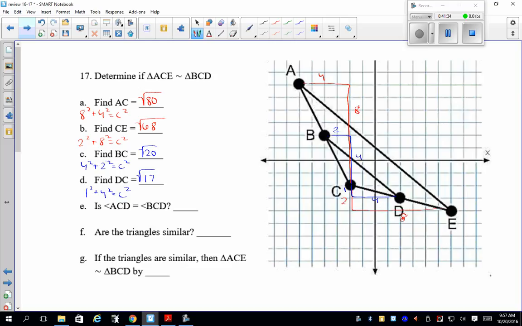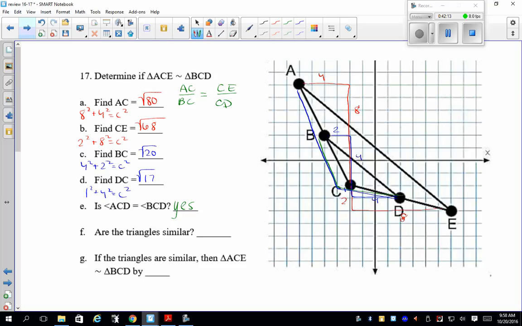Okay, is ACD equal to BCD, right? The blue and the green angles I just drew are the same, so this is yes. Are the triangles similar? I have to make sure the ratio of the sides are the same. So AC over BC has to be equal to the whole side on the bottom, CE, over the small sides, CD.